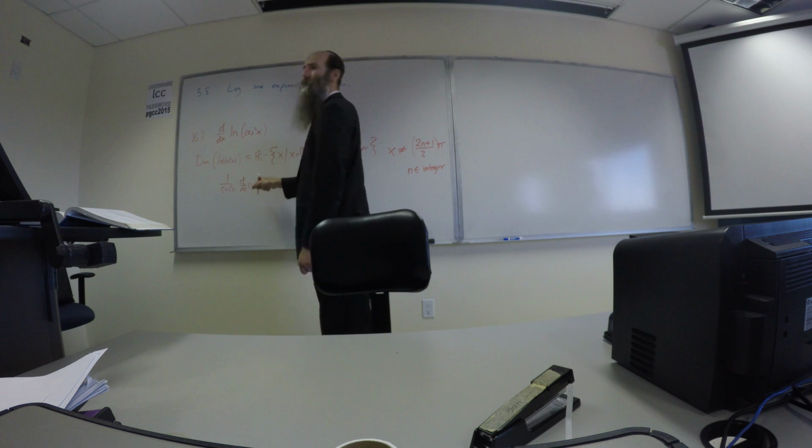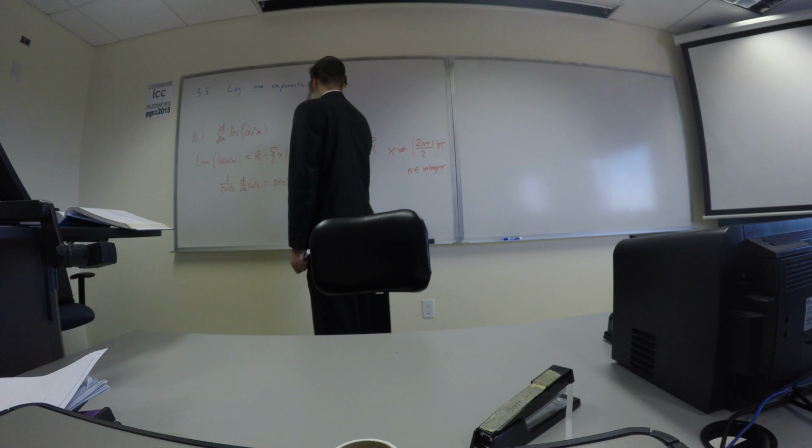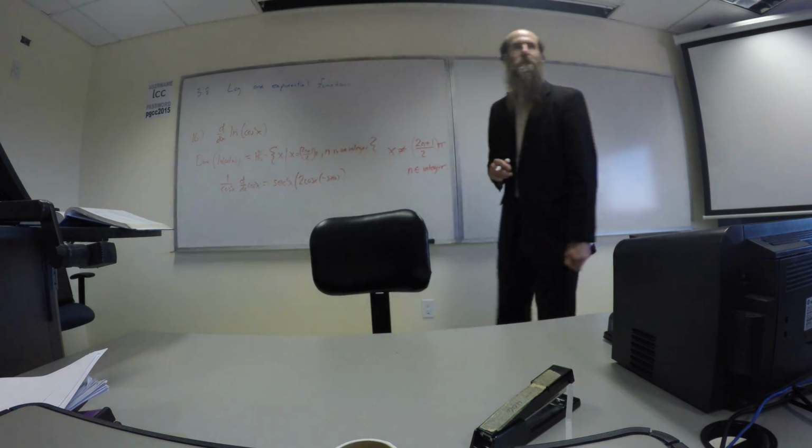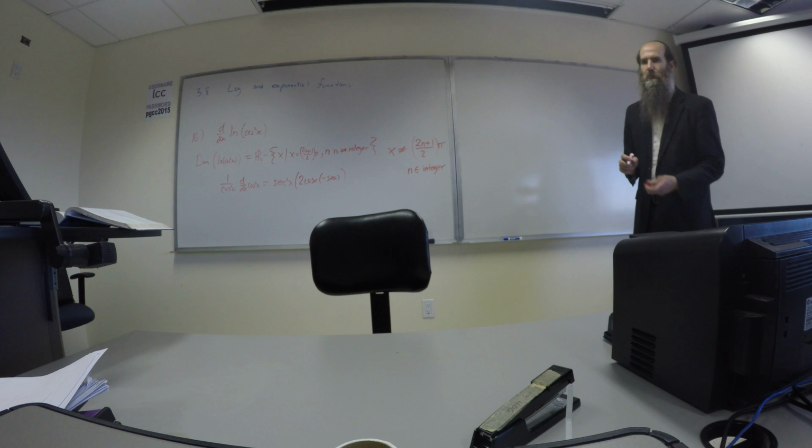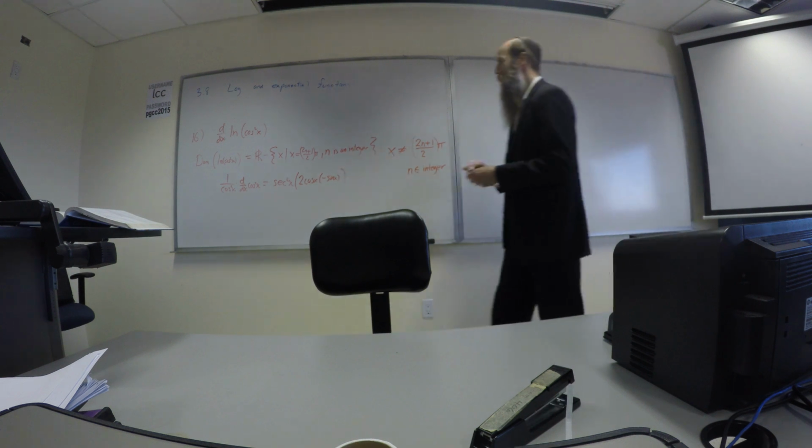Now that's a chain rule, right? You've got to bring down the 2. So times 2, keep the inner function the same, and now multiply by the derivative of the inner function. Now you just clean it up a little bit.